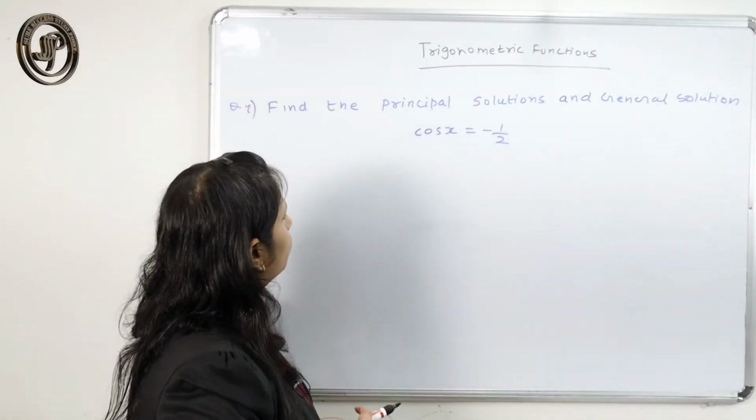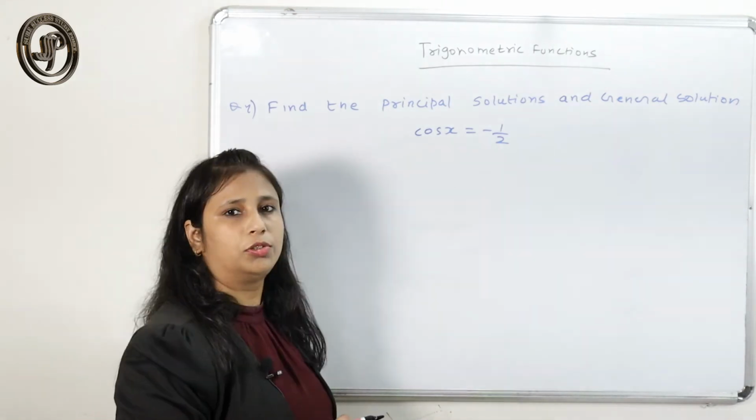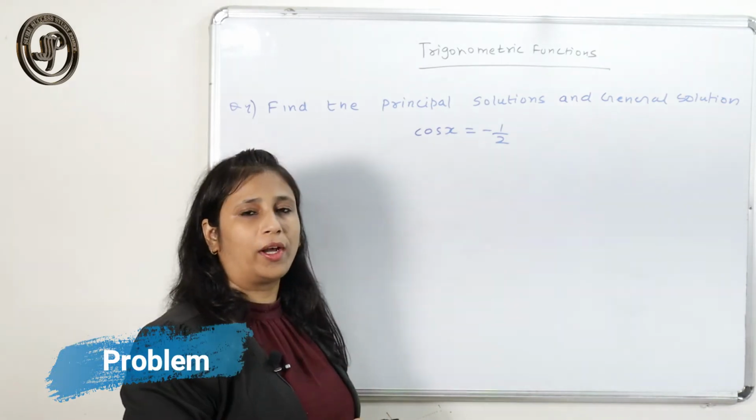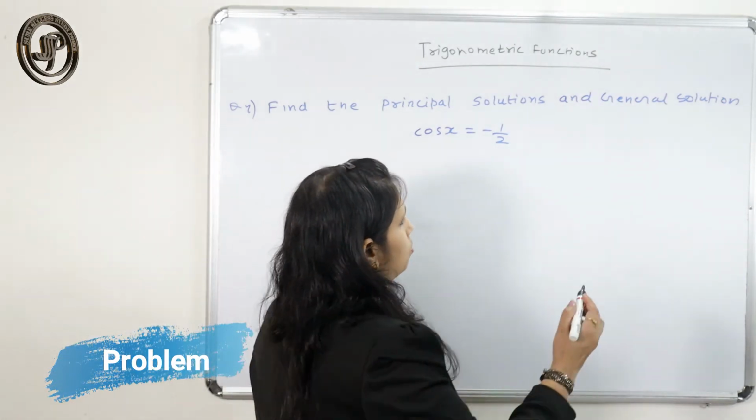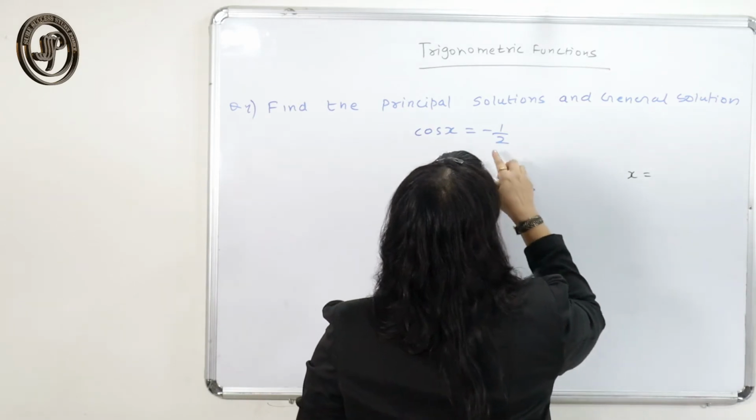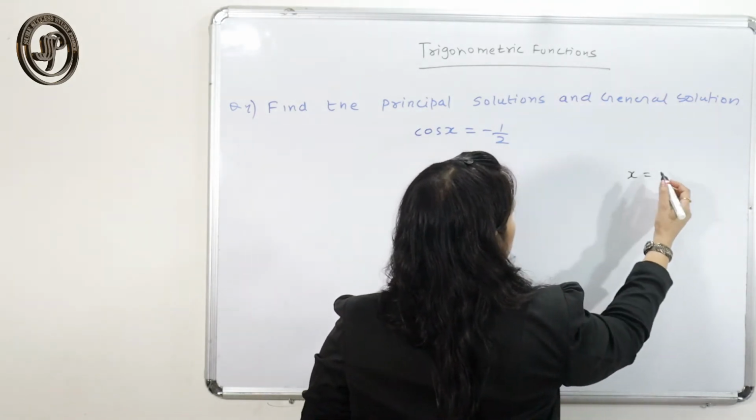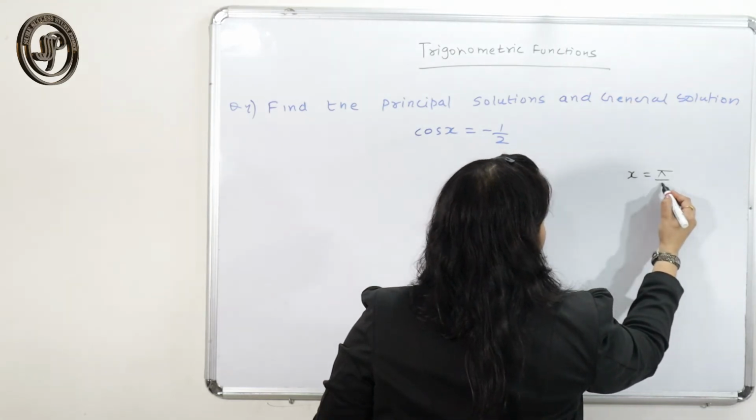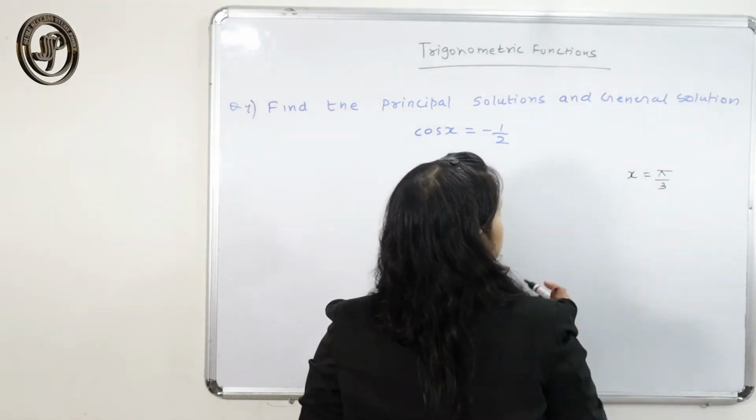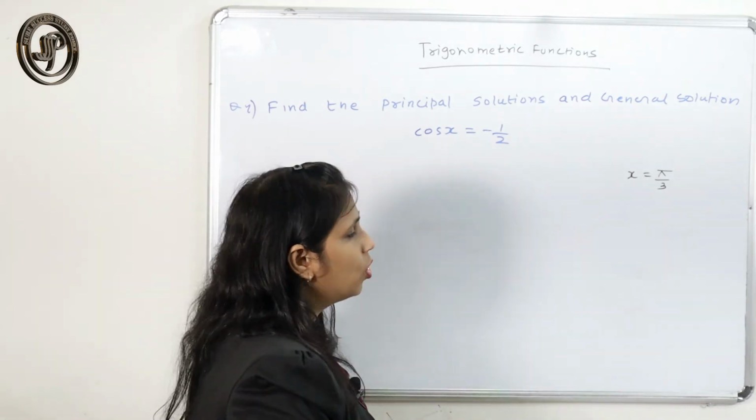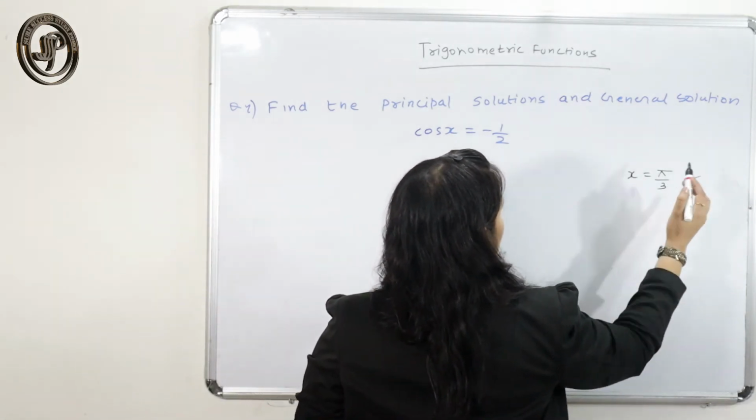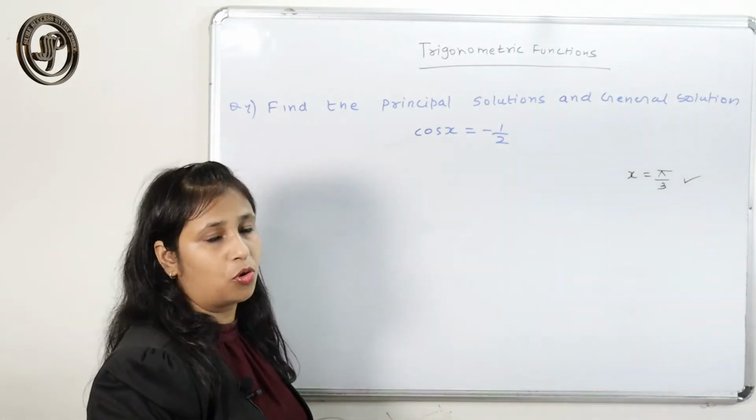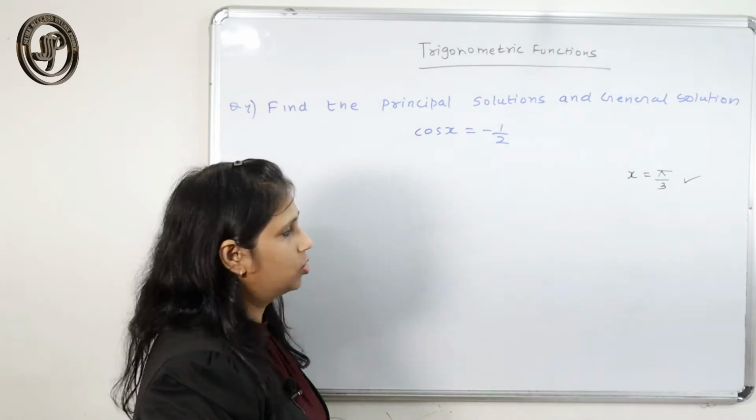Now here again you have to find the principal solution and general solution. Cos x is equal to minus 1 by 2. In cos x, at what angle does the 1 by 2 come? At 60 degrees, pi by 3, cos x is 1 by 2. So roughly your x should be pi by 3 if it is 1 by 2, but it is not 1 by 2, it is minus 1 by 2.